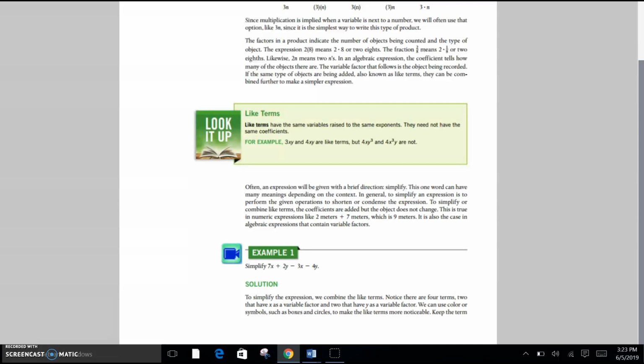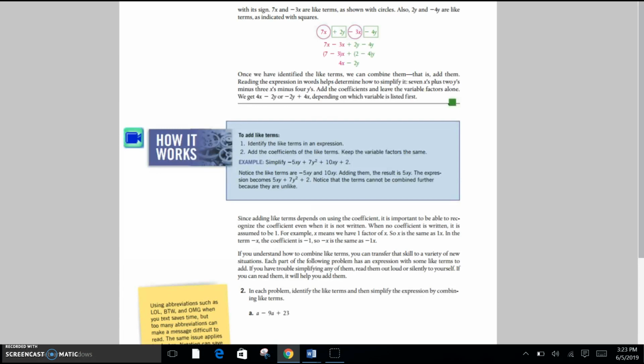So I have 7x and a negative 3x because that negative goes with it. So I end up with 4 x's in my pile, and y's and y's. So I have 2y, negative 4y. So I still owe 2y. So my final answer, if you flip the page, would be positive 4x and a negative 2y.